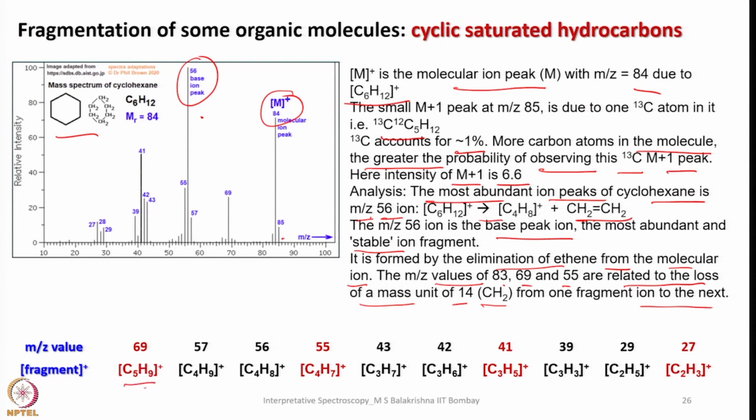That means after one CH3 here, and then we have C4H9, and then we have C4H8, C4H7, C3H7, C3H6, C3H5, C3H3, C2H5, and C2H3. So you can clearly see all these fragments and their corresponding mass very nicely in this beautiful mass spectrum of cyclohexane.